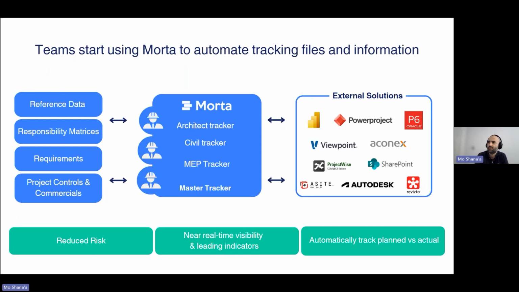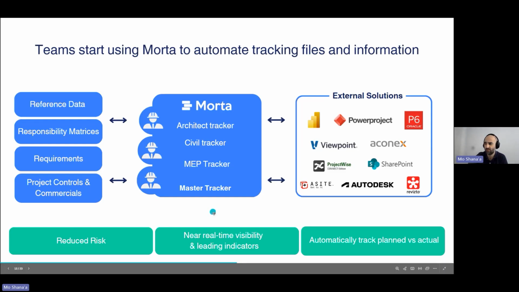Usually everyone starts using the platform to automate tracking on files and information deliverables. So they move things like reference data, responsibility matrices, requirements, project controls, and commercial related trackers. They bring that into the platform. That connects with master trackers like master information delivery plans, which then connects with external solutions like ACC, A-Site, Viewpoint, ProjectWise, and the list goes on. What that then gives is automatically tracking plan versus actual, reducing risk, and near real-time visibility and leading indicators on performance.